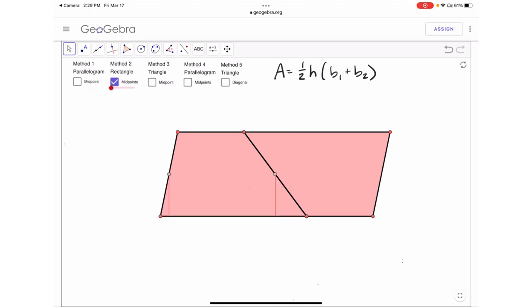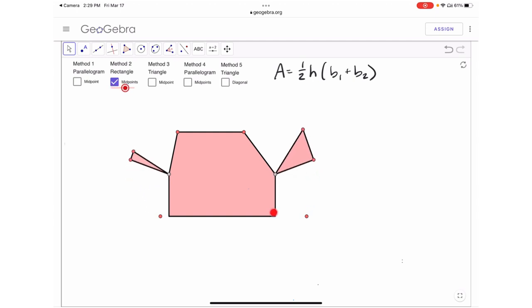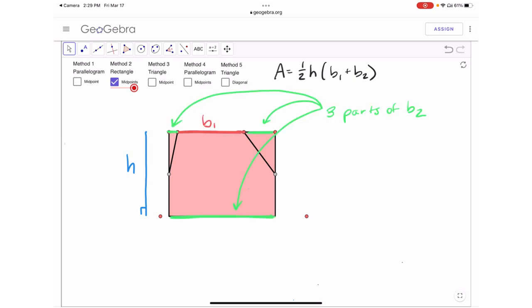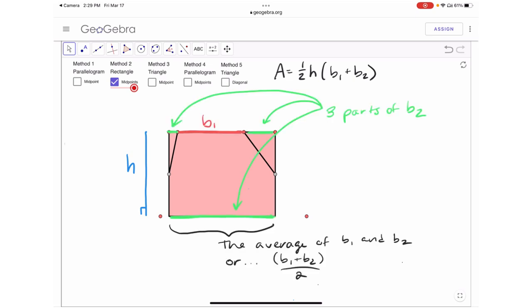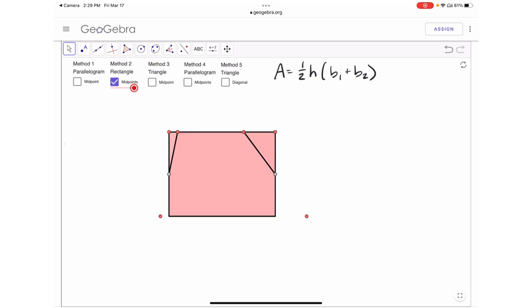Second method. Oops, I need to unslide that one, sorry. Okay, second method, I'm going to show 2 midpoints on both sides, and watch these little triangles. They're going to flip around, and there we have a rectangle. Here's how that area formula works.